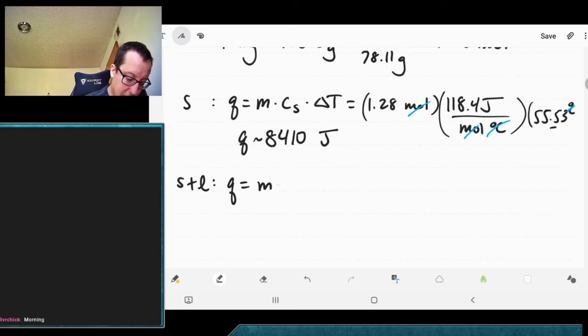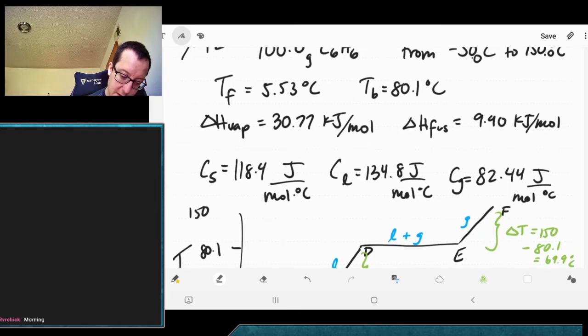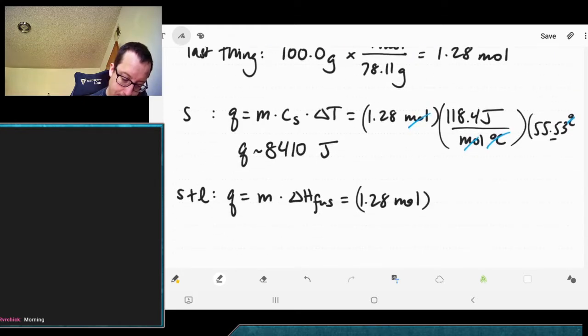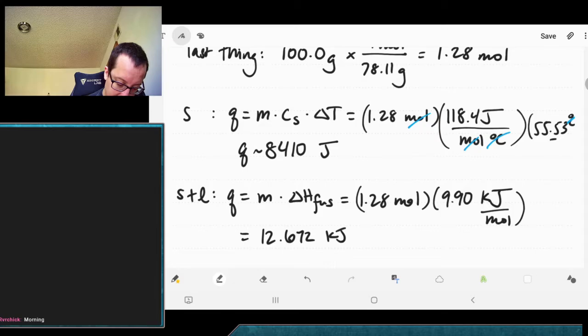Remember, for transitions, we're just using the amount and the delta H. So that's 1.28 moles. And then we have the delta H for fusion is 9.9. But notice that the units there are kilojoules per mole. So our answer for this is 12.672 kilojoules. So we'll need to round that to 3 sig figs.